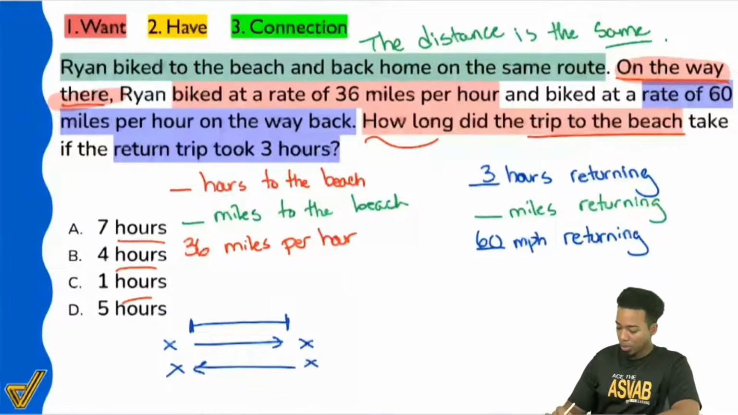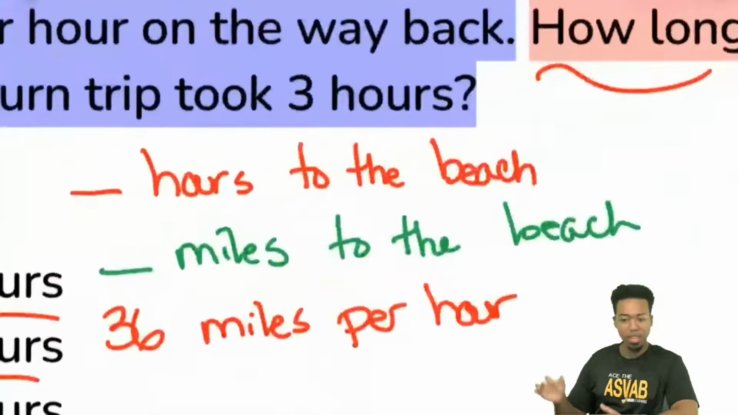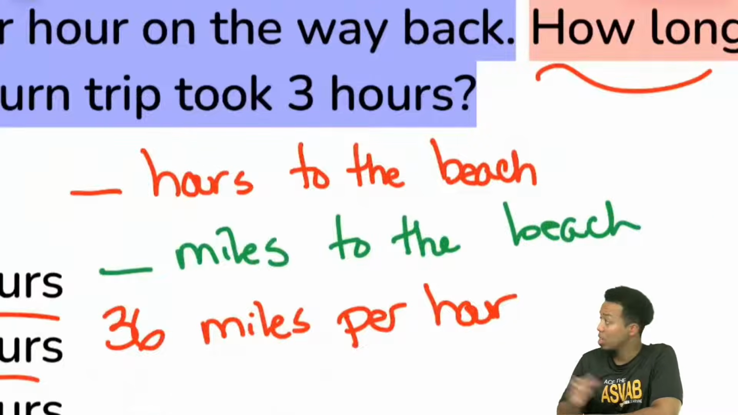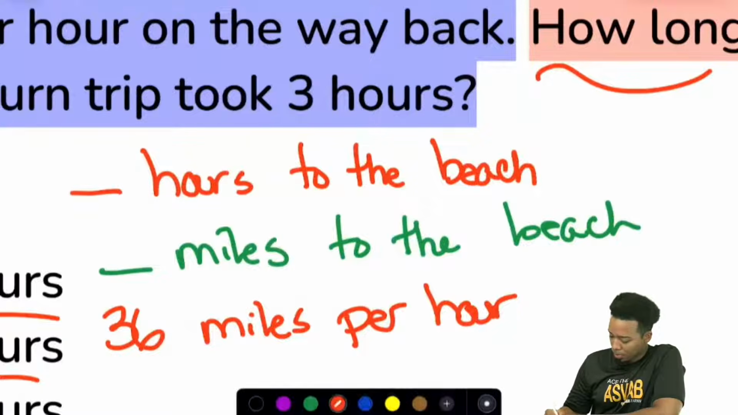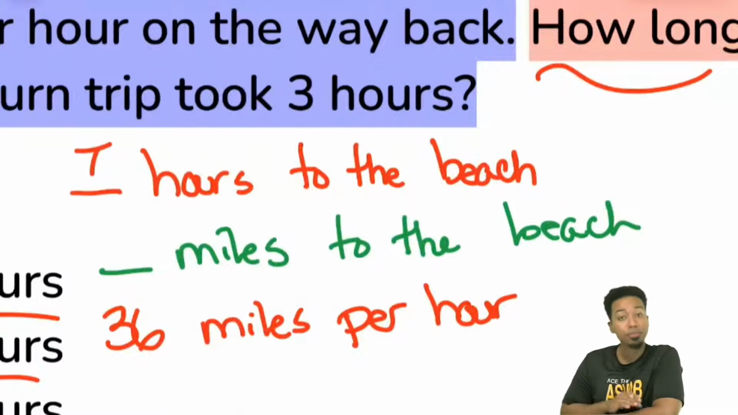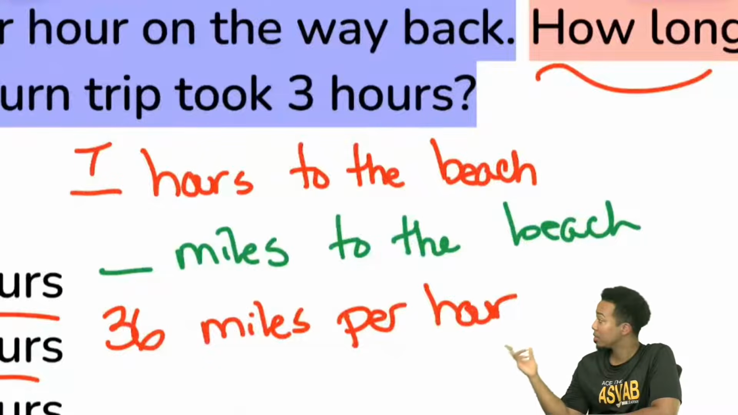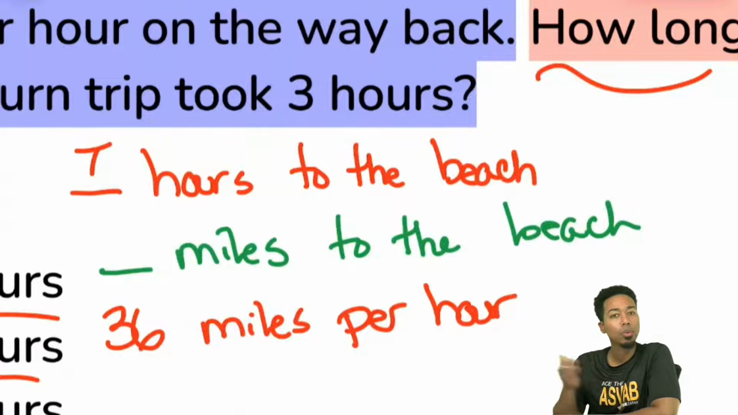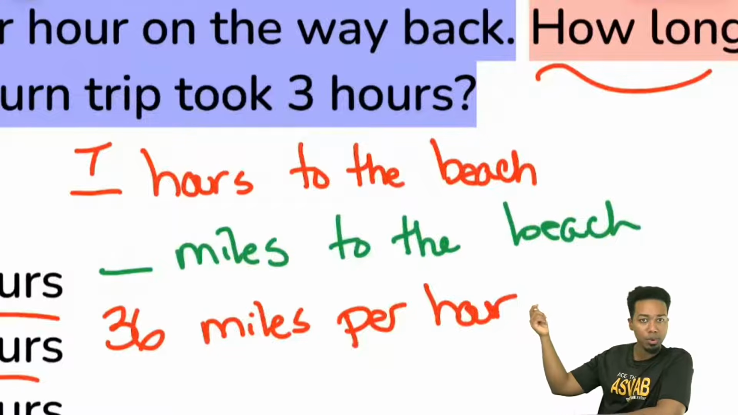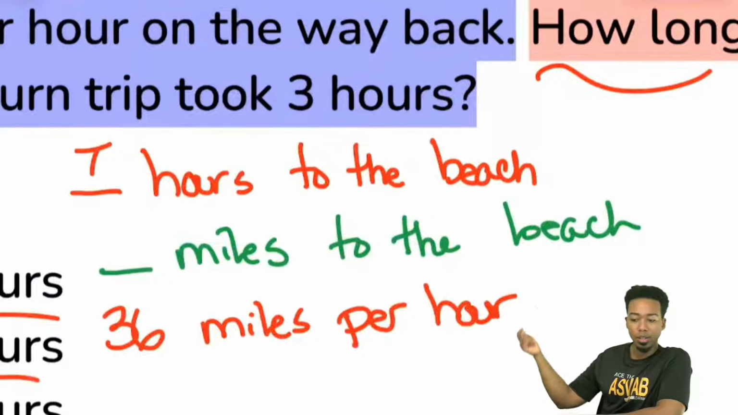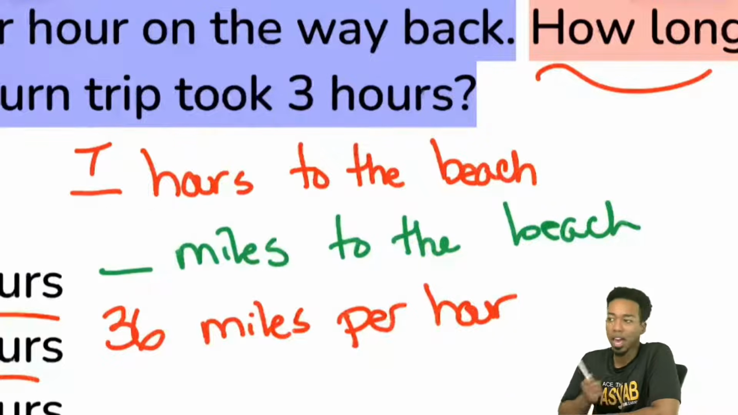Because now that we're looking at this, if I'm looking for the hours to the beach, the time to the beach, then this is all I care about. But everybody, what's the problem? If I'm looking for time, I'm given the rate, but what am I missing to be able to solve this? Again, I'm looking for the time. That's what I'm ultimately solving for. I have my rate. What is it that I'm missing here to actually succeed?